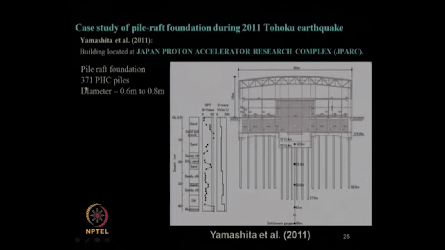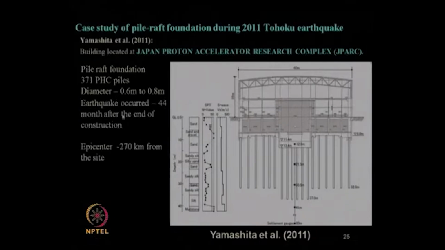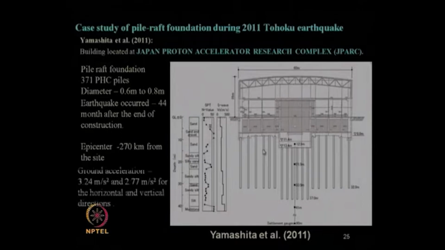It was constructed on 371 PHC piles, the diameter is given over here, and the earthquake occurred 44 months after the end of the construction of this J-PARC building. Okay. And the epicenter was about 270 kilometers from this site, where this structure was constructed with this CPRF. And ground acceleration values were this and this for horizontal and vertical direction.